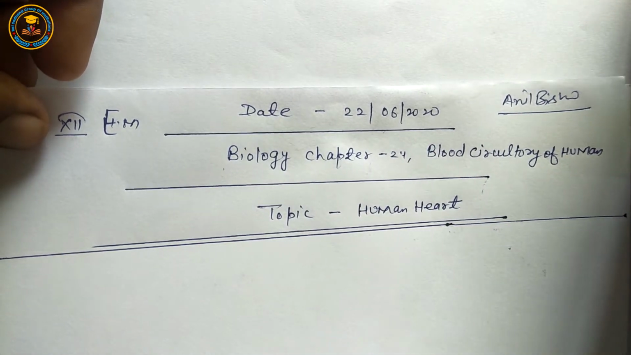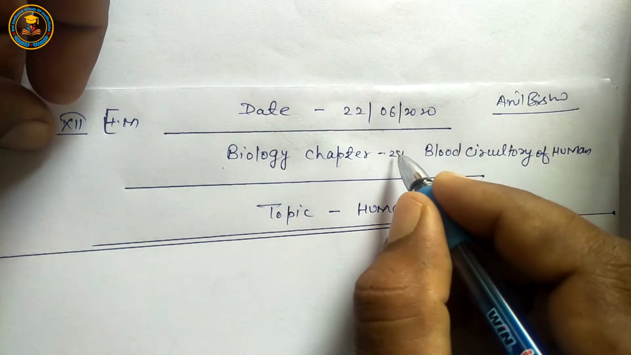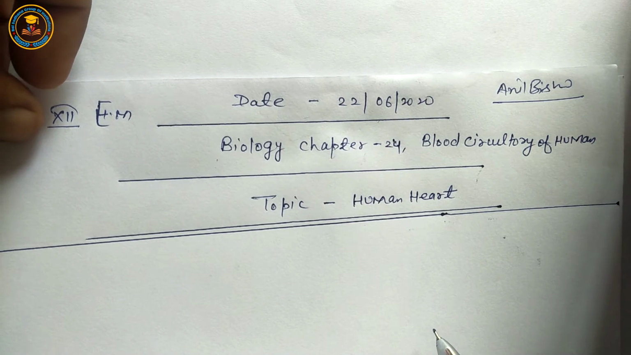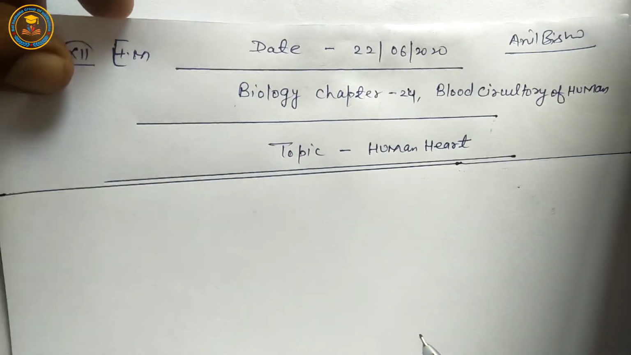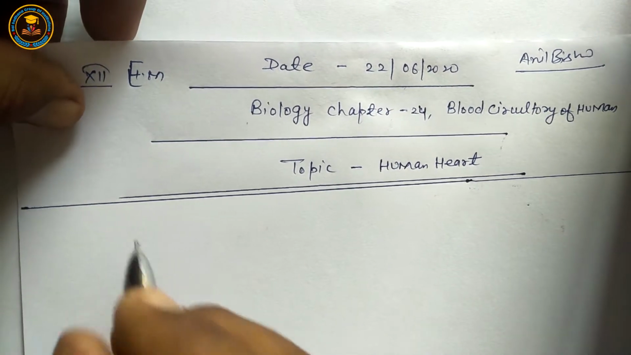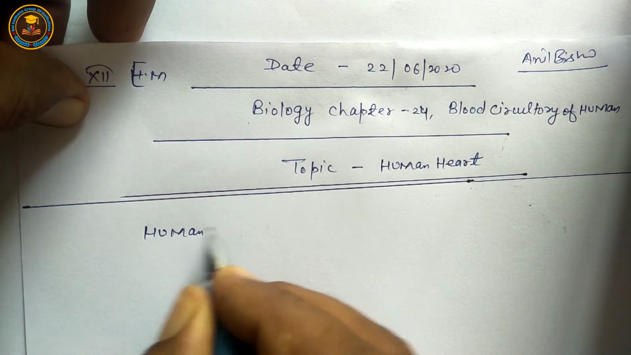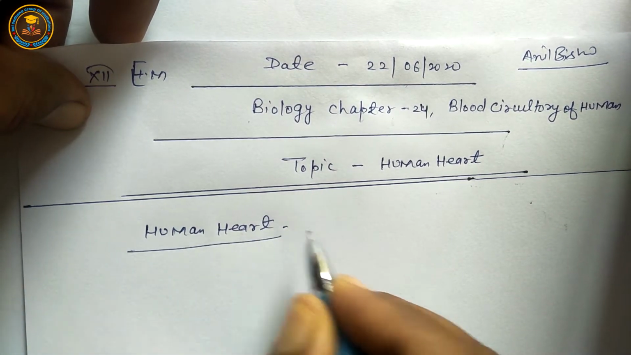Once again, today we are starting class 12th biology chapter 24, blood circulatory system of human, and today's topic is human heart. So first of all, introduction of human heart.